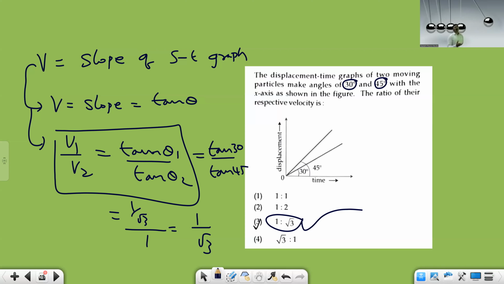Simple. The slope of the displacement-time graph will give us information about velocity.